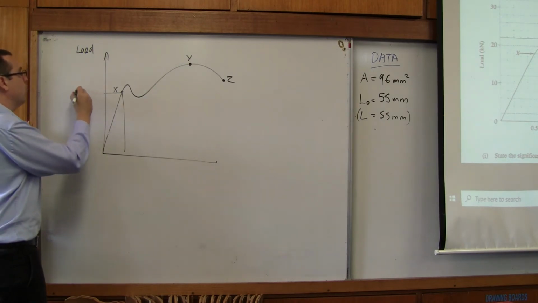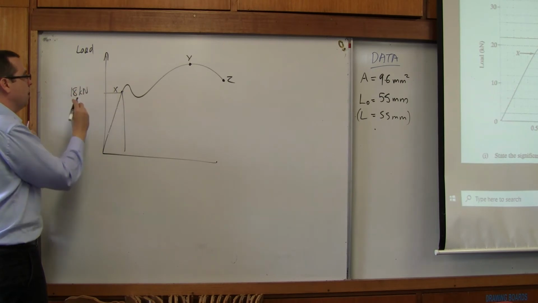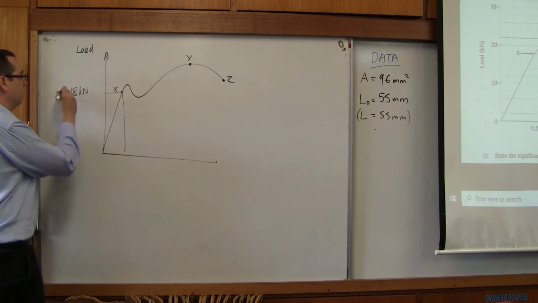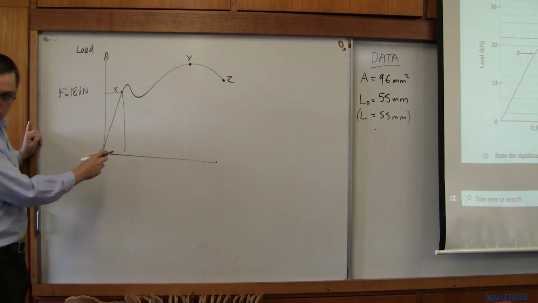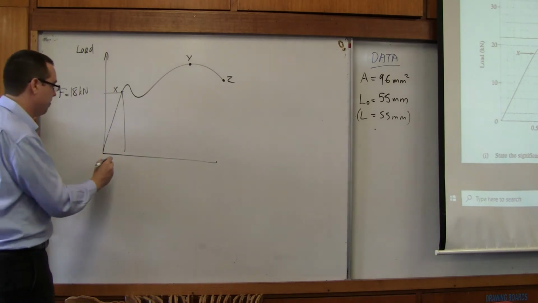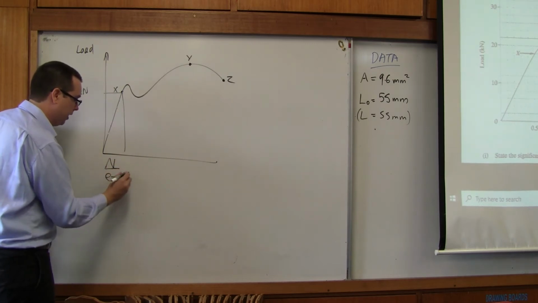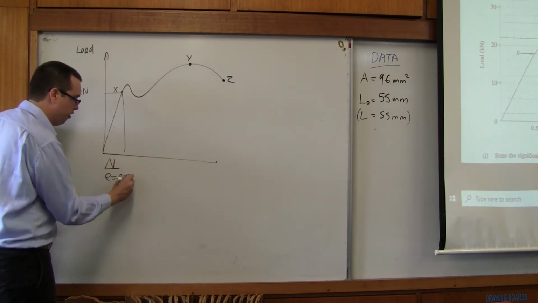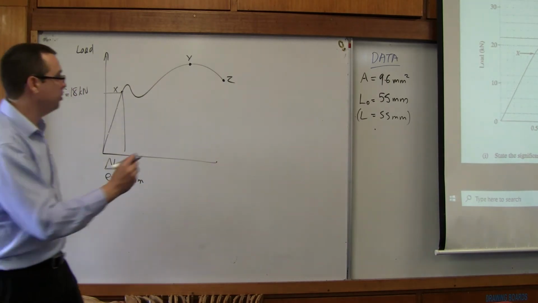So the load is 18 kN. So it's F. And the extension at that location is half a millimeter. Delta L, or what we write as e, equals 0.5 millimeters. Okay, so from that, let me just type this into the calculator.